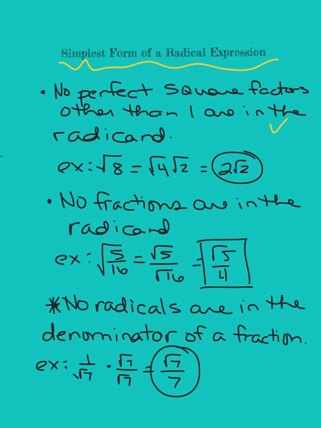For example, in the square root of 8, I have a perfect square of 4, so I need to simplify that. Square root of 4 times the square root of 2 gives me 8. So when I simplify, the square root of 4 is 2, so my final answer there is 2 root 2.